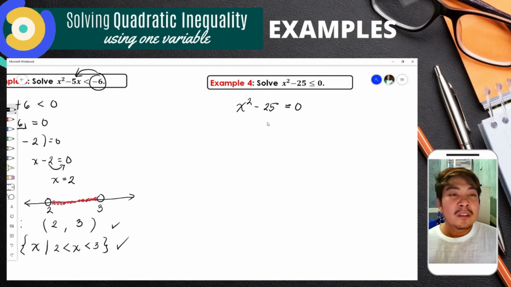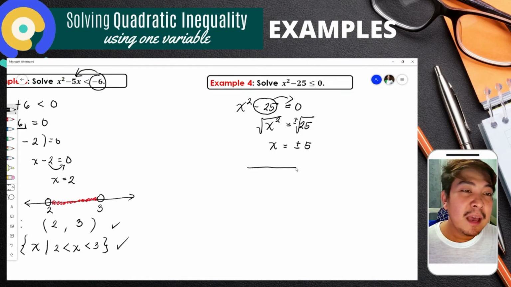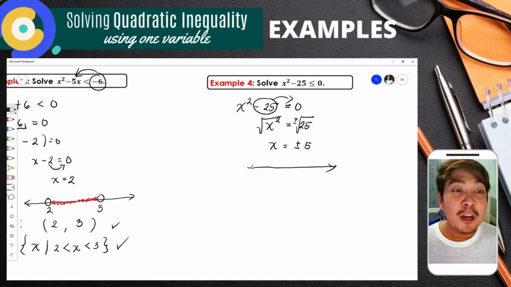So let us isolate the constant. So let us transpose negative 25 to the other side of the equation. So that will become x squared is equal to 25. Then we extract the square roots of both sides of the equation. So that will become x is equal to positive negative 5. So let us now put them in the number line.